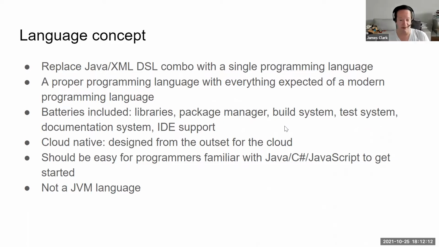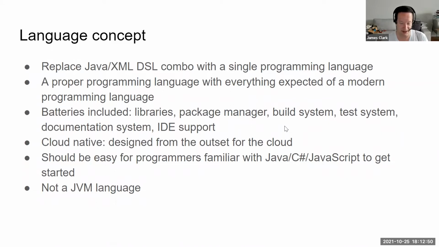So, a real programming language. One of the problems with the Java XML combo is the XML stuff is not a real programming language. It doesn't have all the nice things that a programming language has for scaling up, in terms of modularity, abstractions, all that sort of thing. So you want a proper programming language with everything you expect of a modern programming language. Batteries included: libraries, package manager, build system, test system, documentation system, IDE support, all that sort of stuff. It's stuff you really need to have in any credible language.